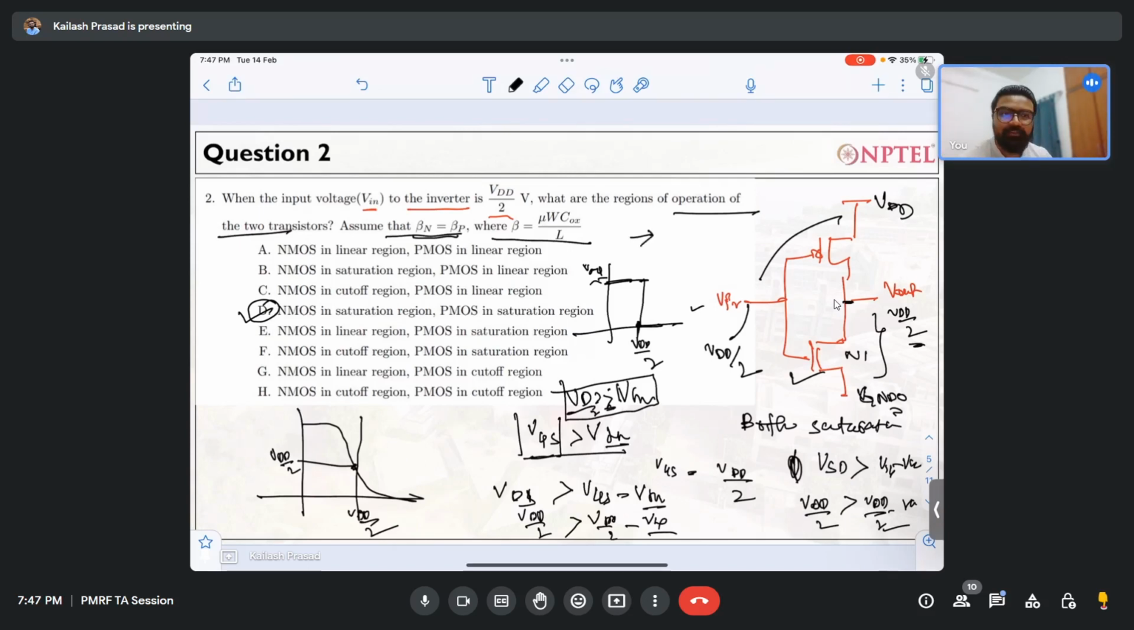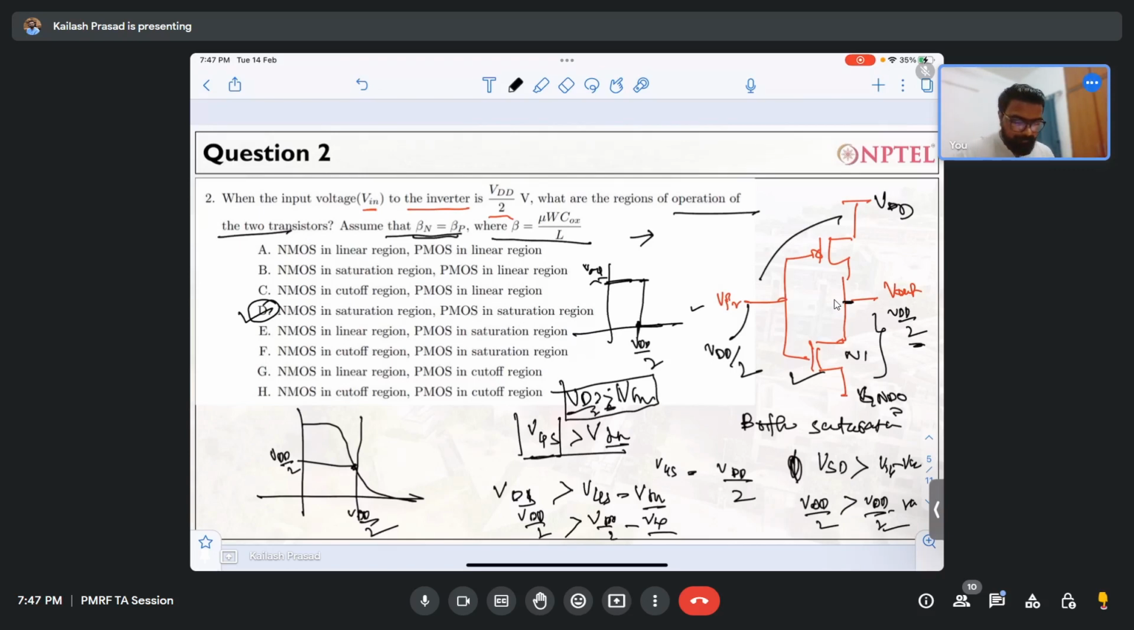In lower technology, the technology which your mobiles and laptops are made of, it can happen that VTH is greater than VDD by 2. It happens. In that case this equation won't be valid. But we are just assuming that our VDD is very large, so VDD by 2 is greater than VTH. In that regard, if we calculate the equation, both the NMOS and PMOS are in saturation.